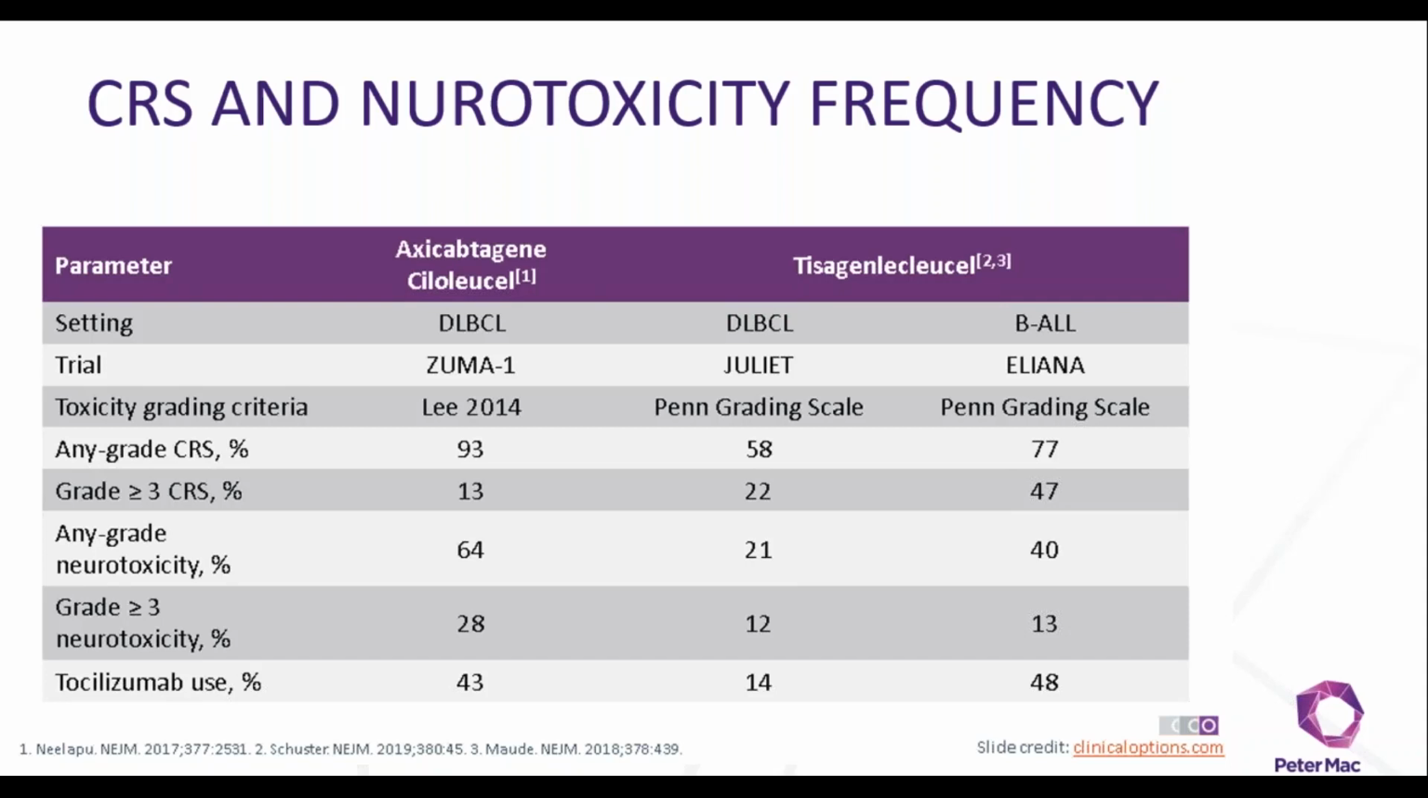That's the product I mentioned with the shorter manufacturing time. The higher grade of CRS is quite small at 13%. But looking at your neurotoxicity percentage between the left and the far right-hand column, you can see that any grade of neurotoxicity is quite higher at 64%, but their grade 3 neurotoxicity is almost double of that. So these products, the axicabtagene products, do have a higher propensity for neurotoxicity or ICANS.